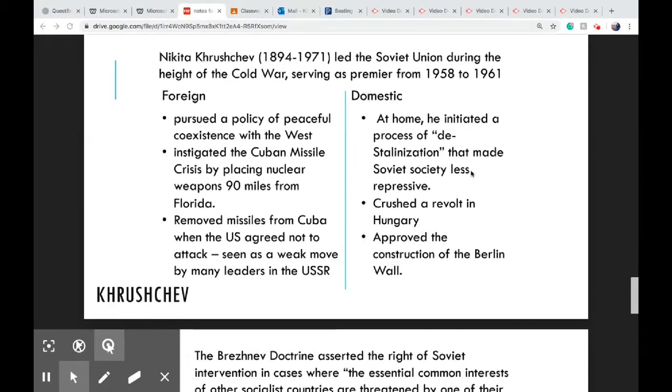So here's where we start to look at individual leaders of Russia. If you want to go ahead to page 21, as soon as you've finished all of the notes on page 20, we'll start with Khrushchev.